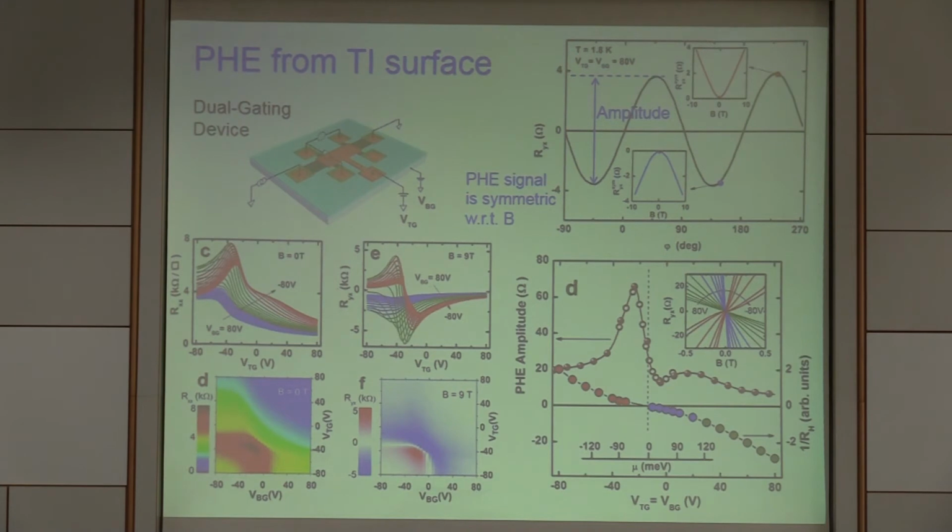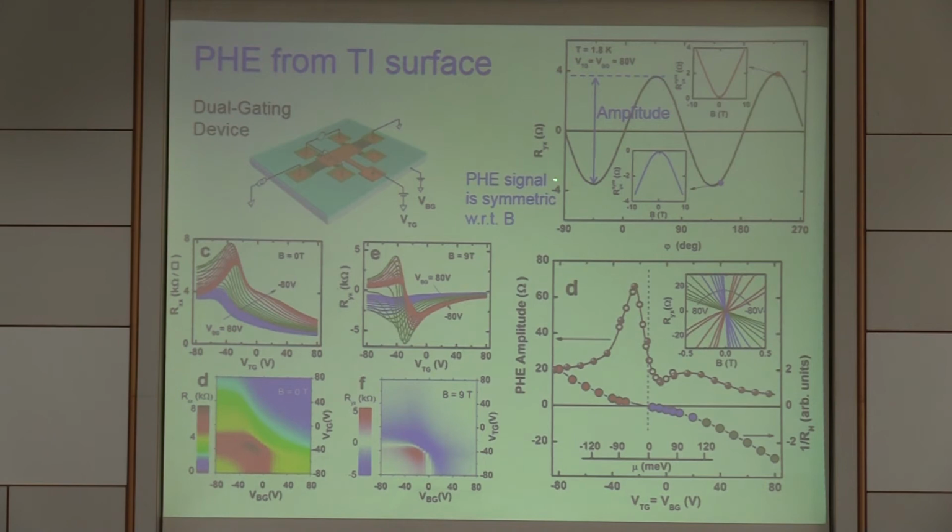capability of controlling the chemical potential of the two surfaces allows us to trace how exactly the planar Hall effect signal changes as a function of the chemical potential. And this is a plot of the amplitude. Amplitude is essentially this.